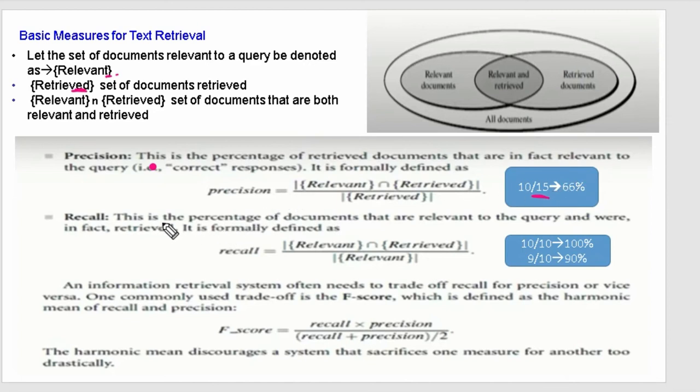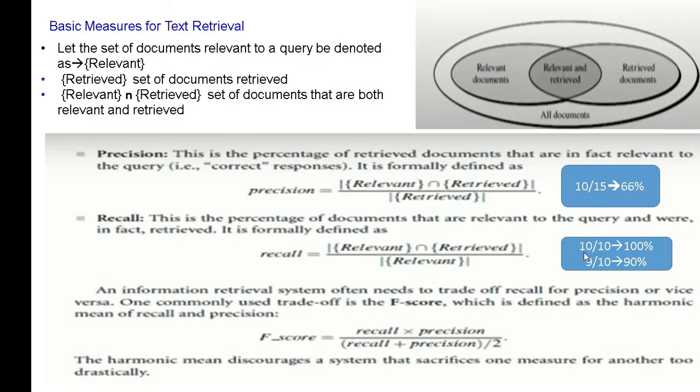Next is recall. This is the percentage of the documents that are relevant to your query and were in fact retrieved, and is formulated as recall is equal to relevant and retrieved divided by relevant. See, the relevant is 10 and you have retrieved also 10. Means you get 100% recall. Suppose you have relevant intersection retrieved is 9. Then you can write 9 divided by relevant. So you will have 90% recall.